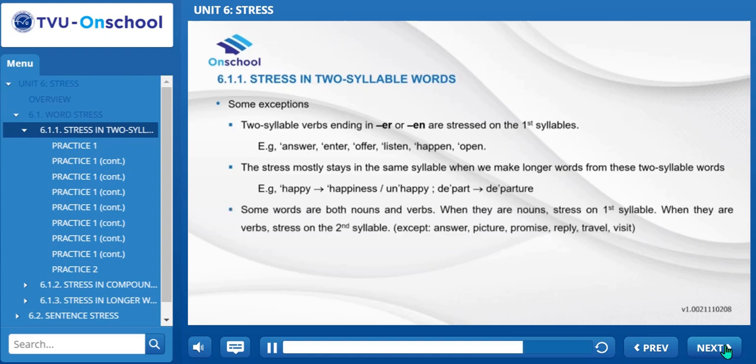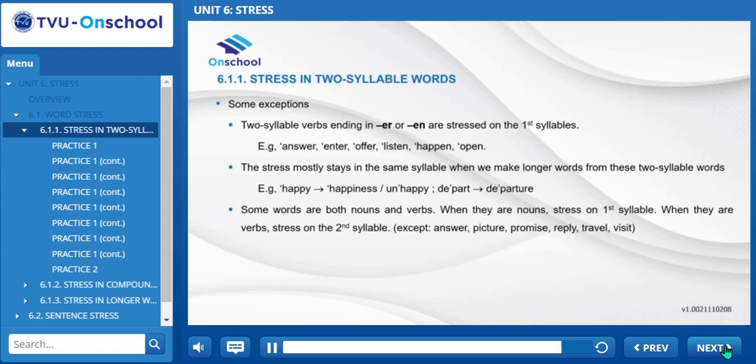Some words are both nouns and verbs. When they are nouns, you stress on the first syllable. When they are verbs, you stress on the second syllable. Well, there are exceptions for this as well. For example, answer, picture, promise, reply, travel, and visit. You just keep the same stress for both nouns and verbs.